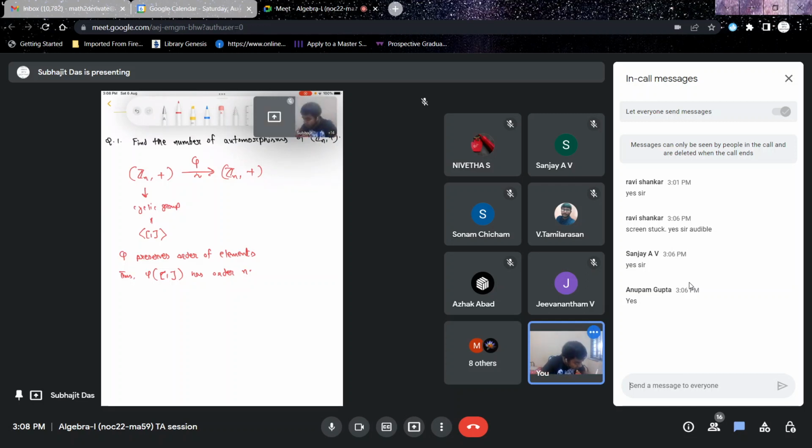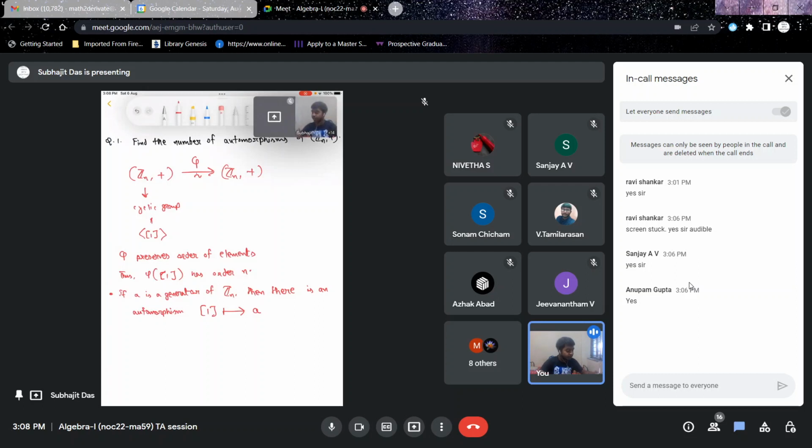So these are the key points. If A is a generator of Zn, then there is an automorphism which sends 1 onto A, right? This is what it is. If A is a generator of Zn, then you will find an automorphism which sends 1 onto A, right?